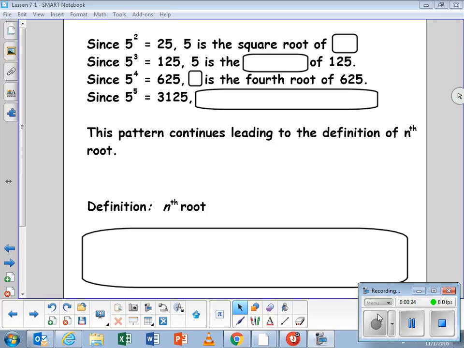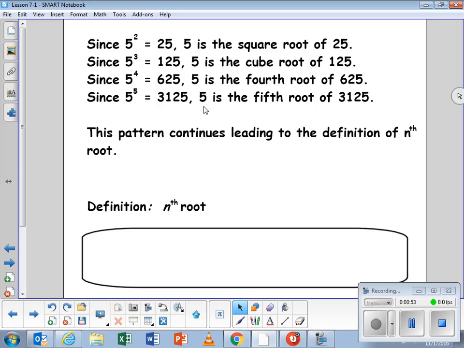So we'll say this again. Since 5 squared is 25, 5 is the square root of 25. And since 5 cubed is 125, then 5 is the cube root of 125. And since 5 to the 4th is 625, then 5 is the 4th root of 625. And what's the last one going to say? 5 is the 5th root of 3125. That's correct. So fill those in, please.